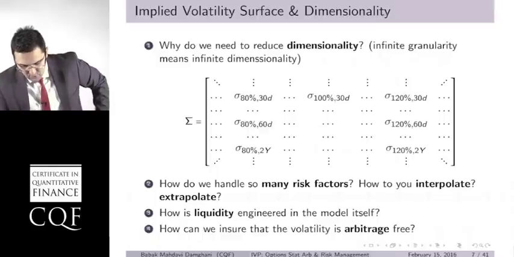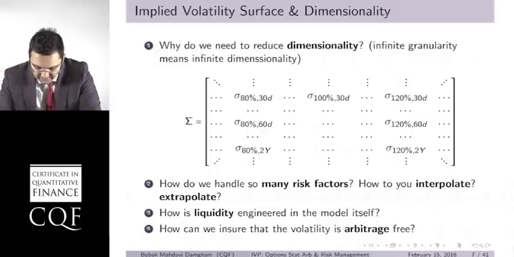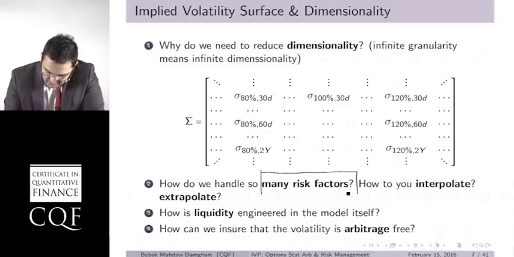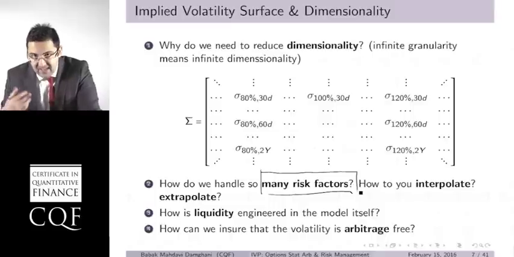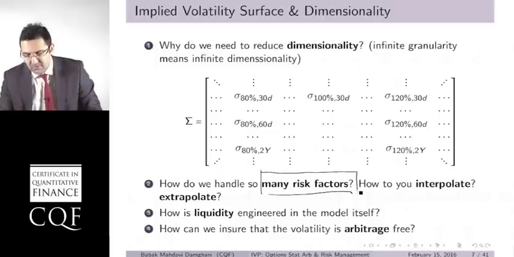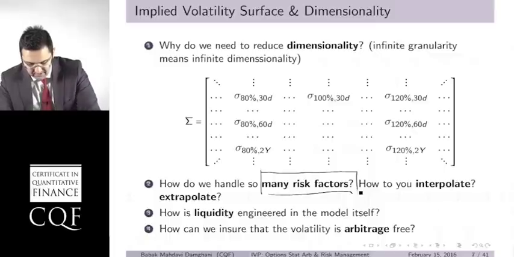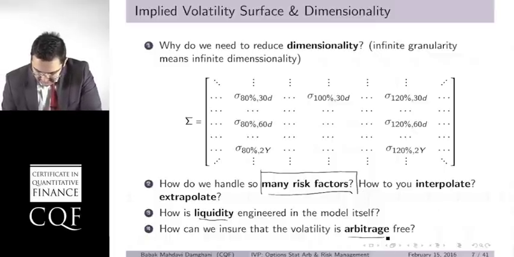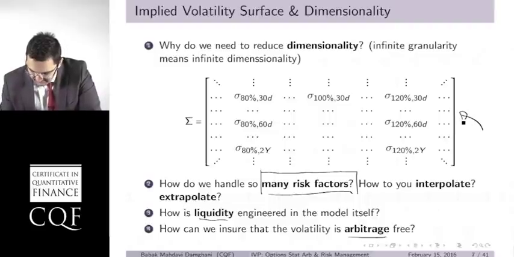All right. So as we have seen, that specific matrix that we've discussed can have an infinite dimension. So how can we define smart risk factors such that you capture the essence of the volatility surface, but at the same time have a very reasonable number of risk factors so that you can actually do something about it? And we will also discuss liquidity and how arbitrage freeness can be checked when you have an object like this. Okay.